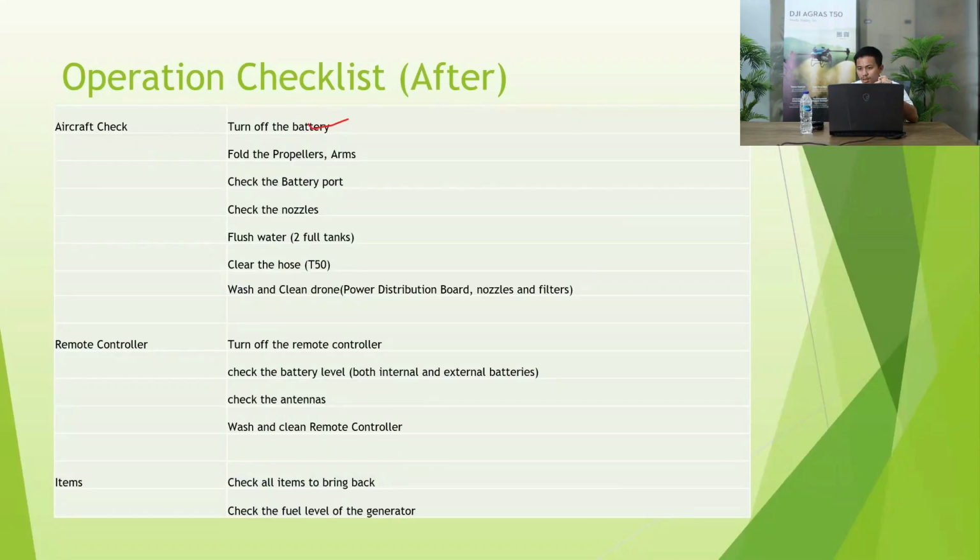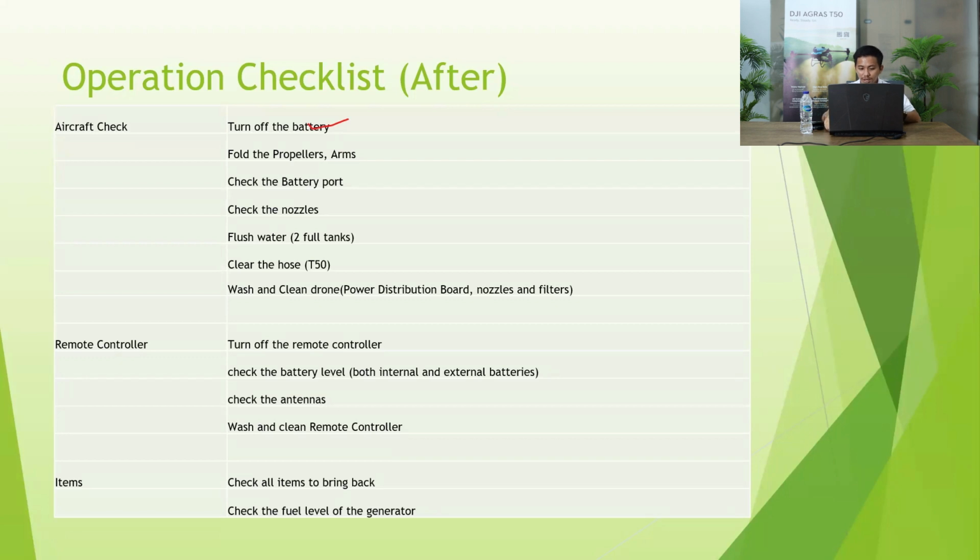Also check the antennas, sometimes the antenna is broken or not, and also wash and clean the remote controllers. You can use alcohol and some cotton swab to wash and clean. Okay, and also for the items, you just check all the items you should bring back, right? You cannot leave them in the farm. But remember, some of my pilots leave the filter. Every time I have to buy filters, and then I made a rule: if you forgot the filter, you buy it yourself. You have to buy for the team. Then they don't forget. So anyway, you have to check all the things.